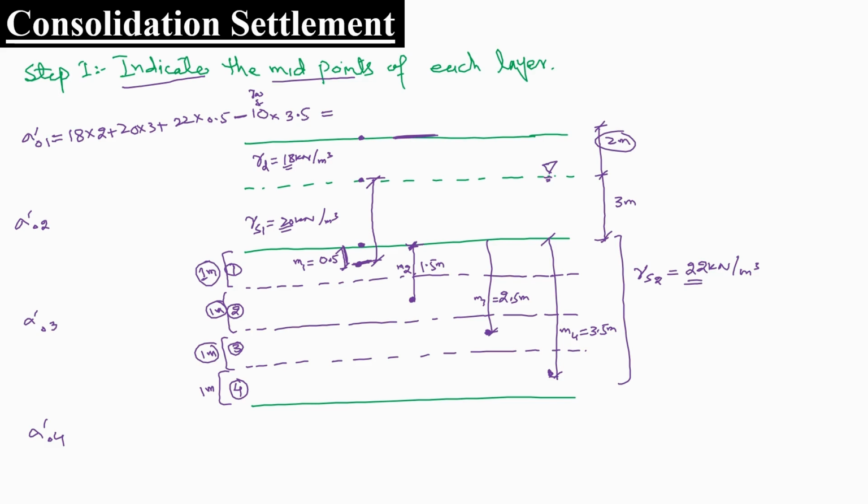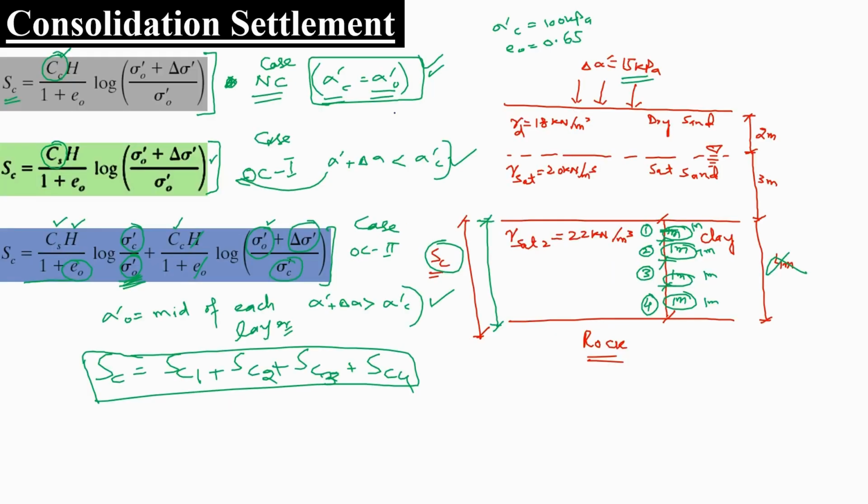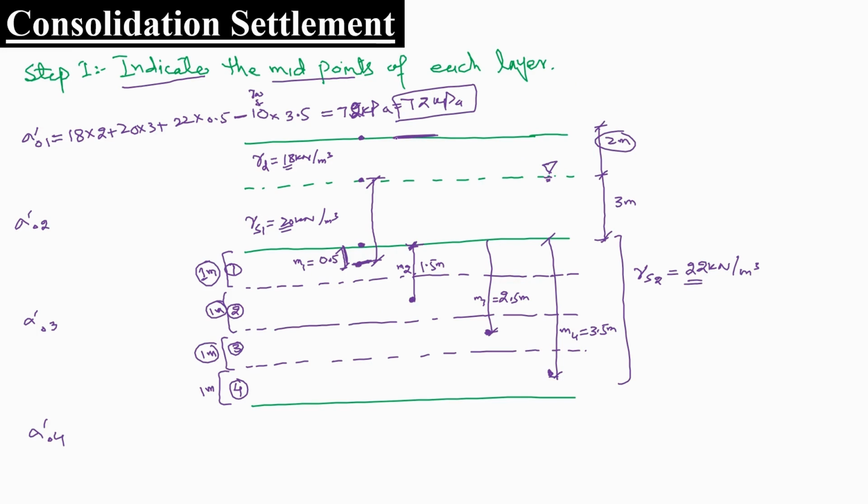20, 18 with 2, 20 with 3, and 22 with 0.5, then subtract 35. This will be 72 kilopascals. So we can write that this effective stress is 72 kilopascals. This sigma prime is the vertical stress increase at mid of each layer. So at mid of first layer, the stress increase is 72.